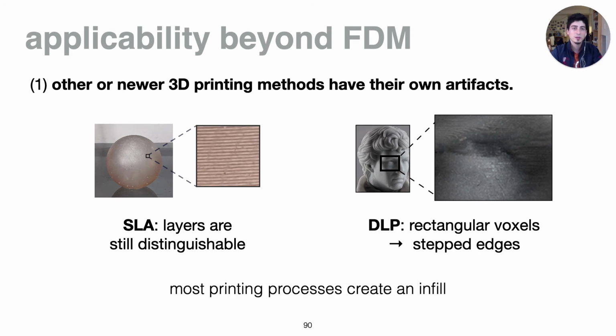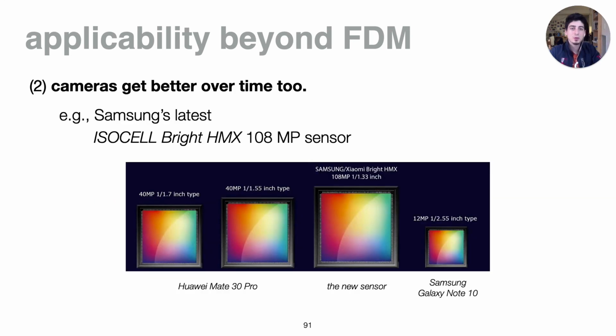Further, most printing methods use infill, so the general idea of varying the infill still applies. We therefore think that our method will stay relevant. Another point to consider is that, as 3D printing improves, cameras will get better as well. Just as an example, Samsung's latest image sensor for phones has a 108 megapixel resolution.